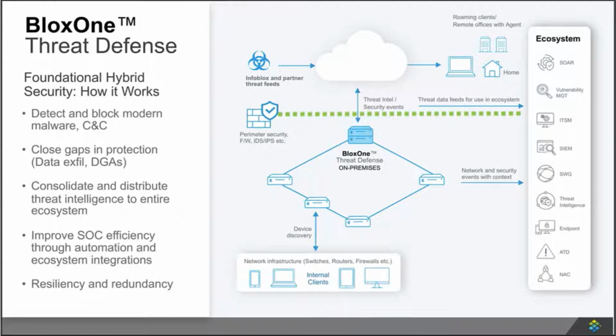As such, because of this, we're able to protect not just on-prem, but also in the cloud, the malware and C2s. We have data exfiltration that we're able to block, DGAs. Those are kind of the DNS security aspect that are blind to most firewalls today. But also we're able to consolidate and distribute that threat intelligence, not just from our on-prem solution through the ecosystem, but also from our cloud, which pushes it back out to these third-party vendors, your firewalls, your SIEMs, your threat intelligence platforms. They're able to receive that information that we're grabbing from our Blox One platform.